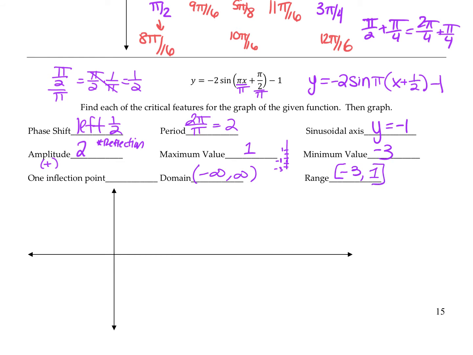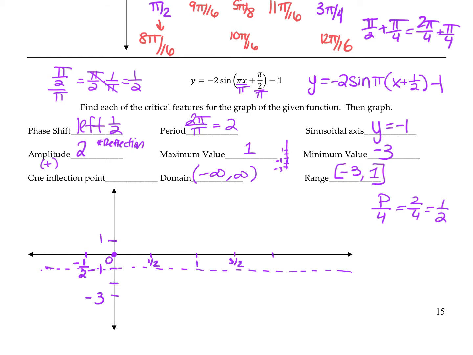All right, I already kind of did my y-axis, so I'm going to relabel that. So -1 is my sinusoidal axis, my minimum's at -3, and my maximum's at 1. For my x-axis, I'm starting left 1/2, so I'm starting at -1/2. And then I need to figure out what my next points are going to be. So if my period is 2 and I divide it by 4, I figured out that my points are going to be 1/2 apart. So if I start at -1/2, my next point would be 0, then +1/2, then 1, then 3/2, then 2.